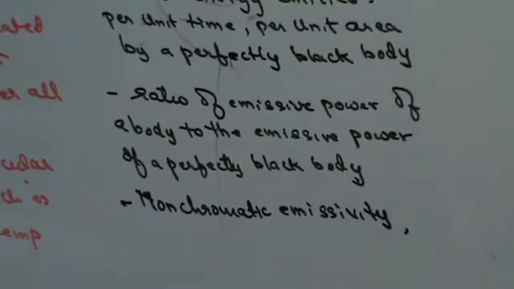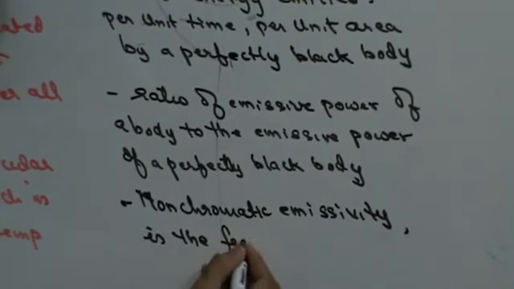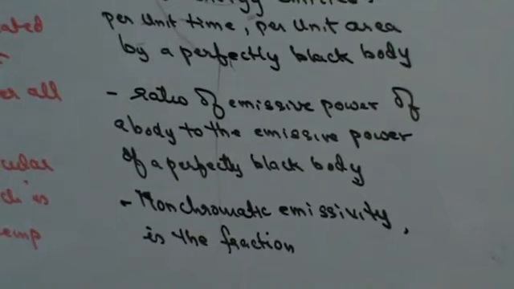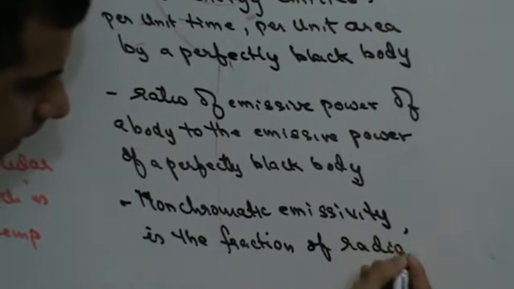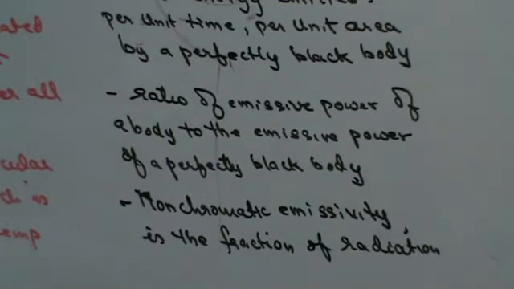Monochromatic emissivity of a body is the fraction of radiation emitted by the body per unit area per unit time. It comes under emissivity only, it's just a type of emissivity. Instead of taking all the wavelengths, I'm taking just a particular wavelength.